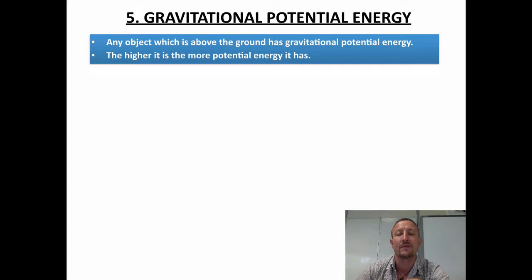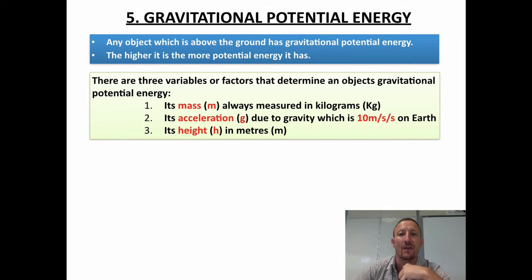Now, there's a variety of different variables which will control the size of the gravitational potential energy. These variables include the mass, which is given the symbol m, which is always measured in kilograms, the acceleration due to gravity, which on the planet Earth is always going to be 10 meters per second, and the height h in meters, m.